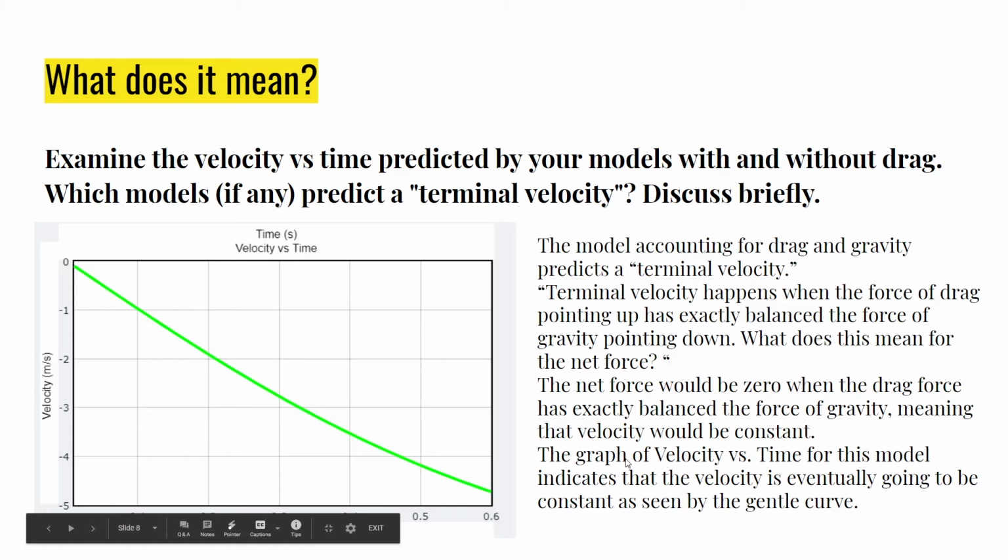If they perfectly balance each other, that means the net force would be zero. They would have equal magnitude in opposite directions. And if the F net is zero, the velocity would be constant. As you can see in the velocity versus time graph for the model, there's a gentle curve which indicates that the model is going to have the velocity flatten out eventually or become constant. So it would predict terminal velocity.